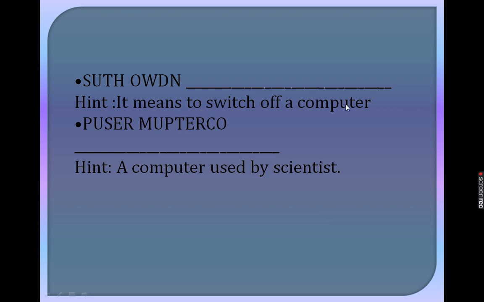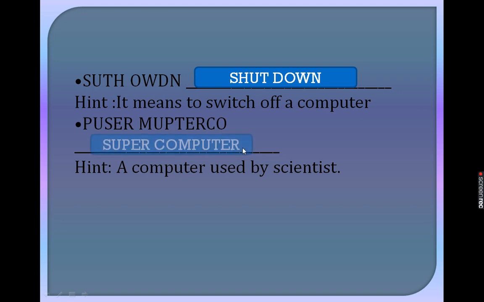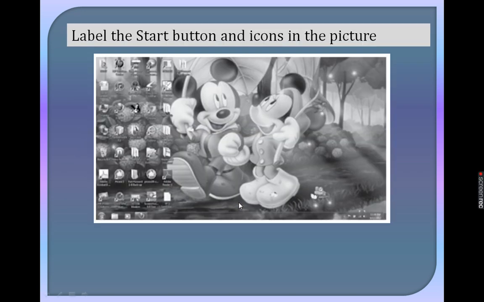It means to switch off a computer. What is this? Yes, shut down, S-H-U-T D-O-W-N, shut down. Next one, a computer used by scientist. Yes, supercomputer. S-U-P-E-R-C-O-M-P-U-T-E-R, supercomputer.